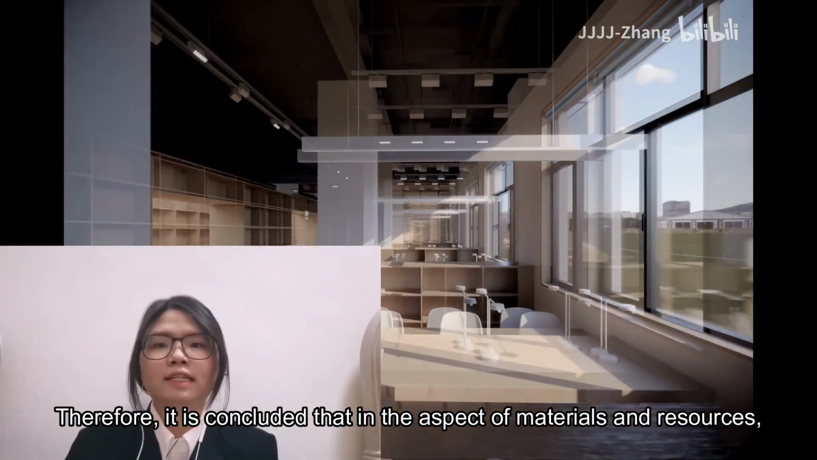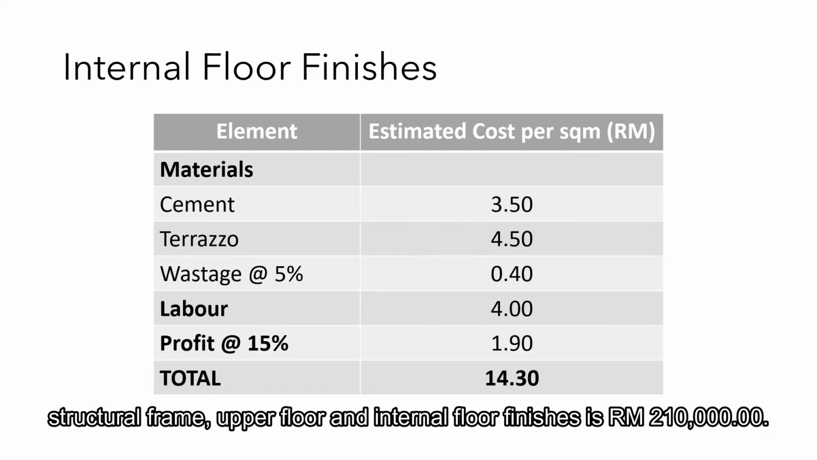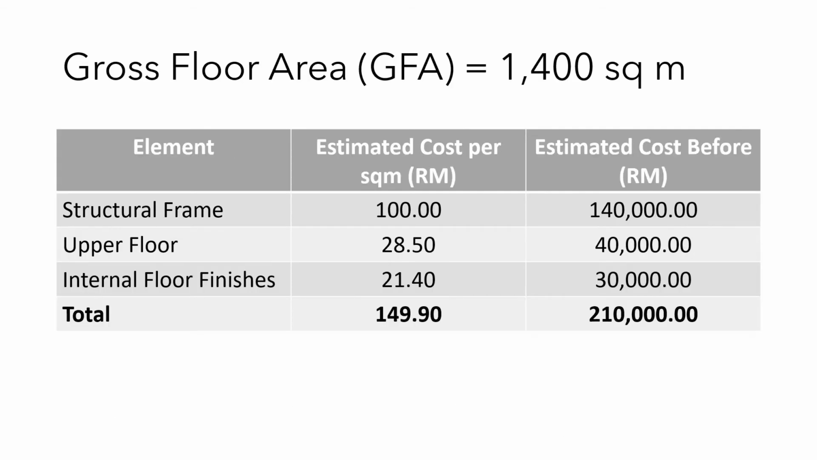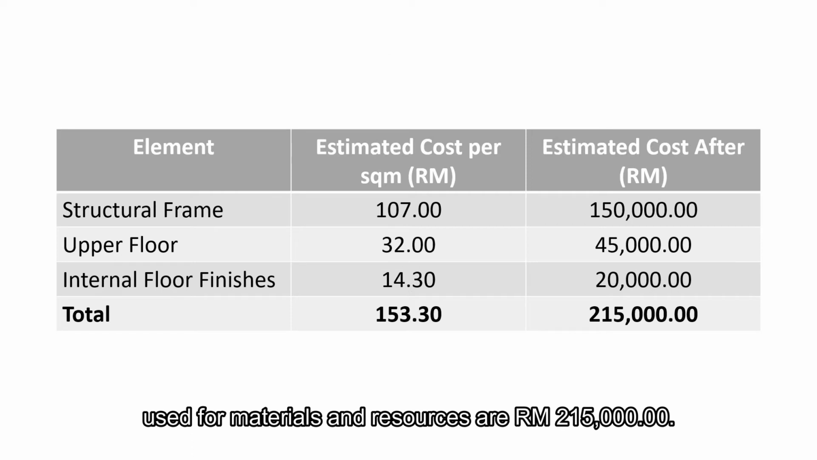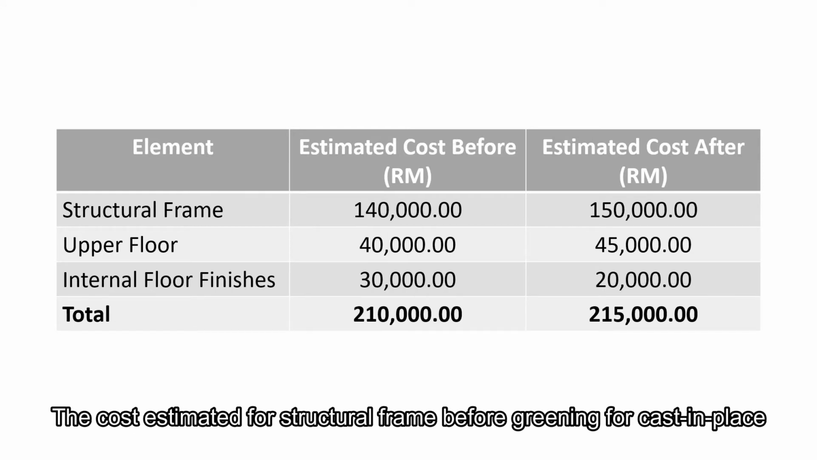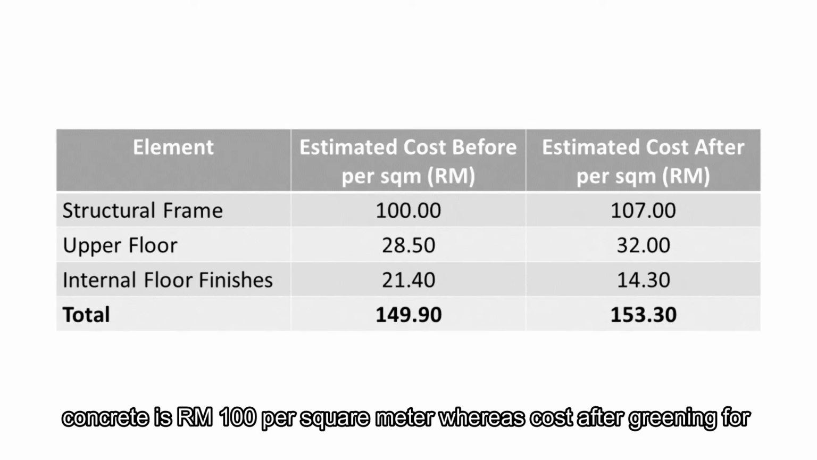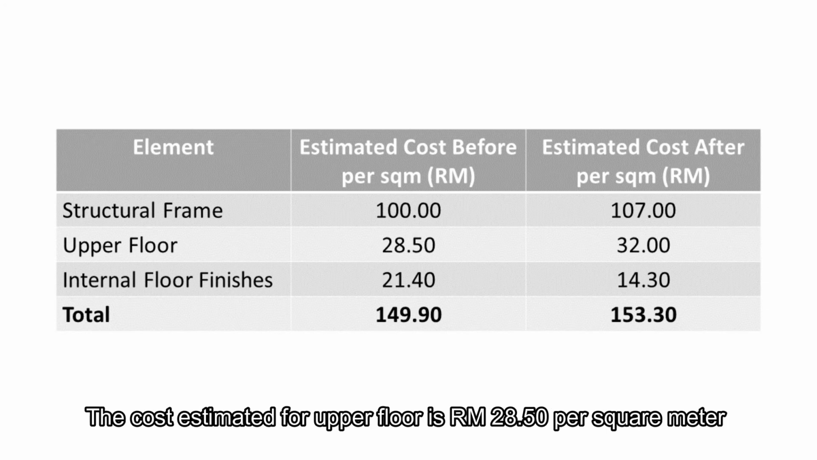Therefore, it is concluded that in the aspect of materials and resources, before greening the design, the cost included for the building in relation to structural frame, upper floor and internal floor finishes is about 210,000 ringgit. On the other hand, after greening the design, the cost used for materials and resources is 215,000 ringgit. The cost estimated for structural frame before greening for cast-in-place concrete is 100 ringgit per square meter, whereas the cost after greening for CLT construction is 107 ringgit per square meter.